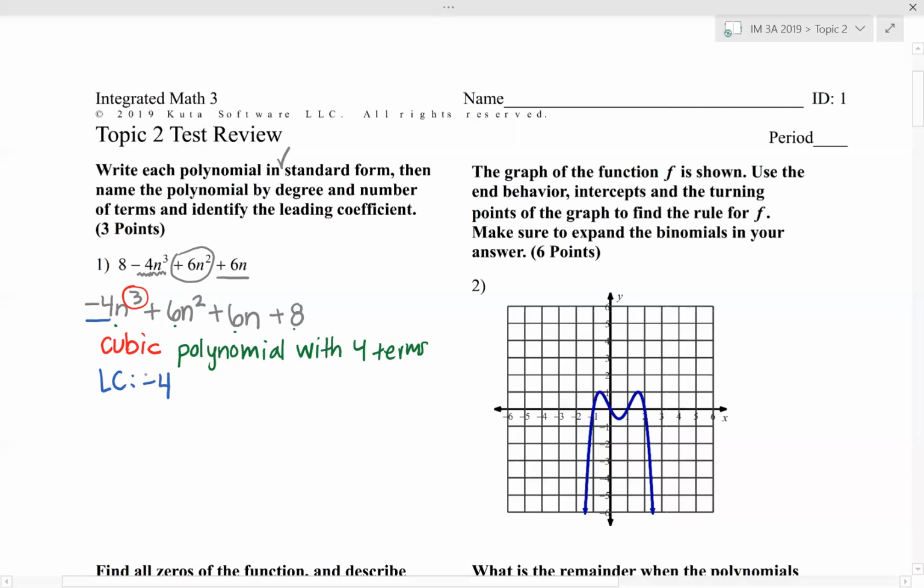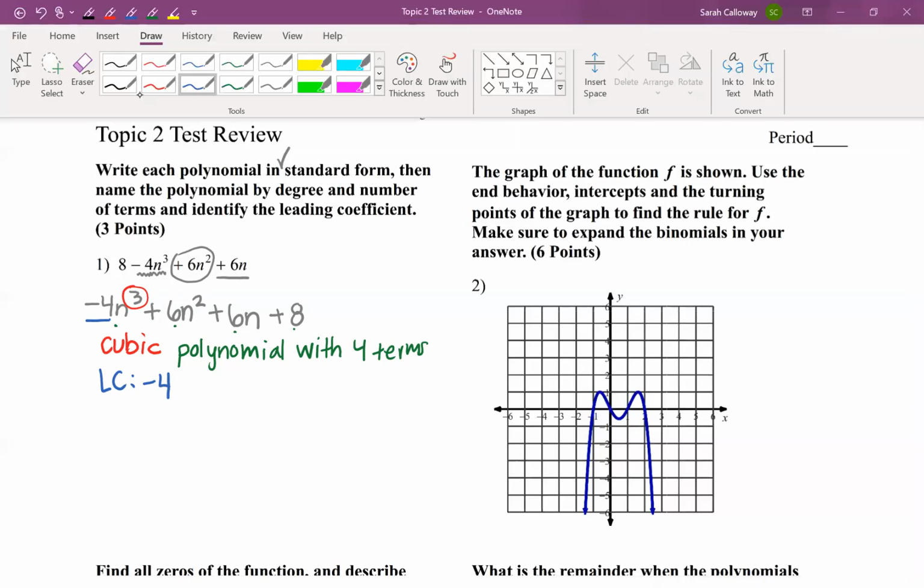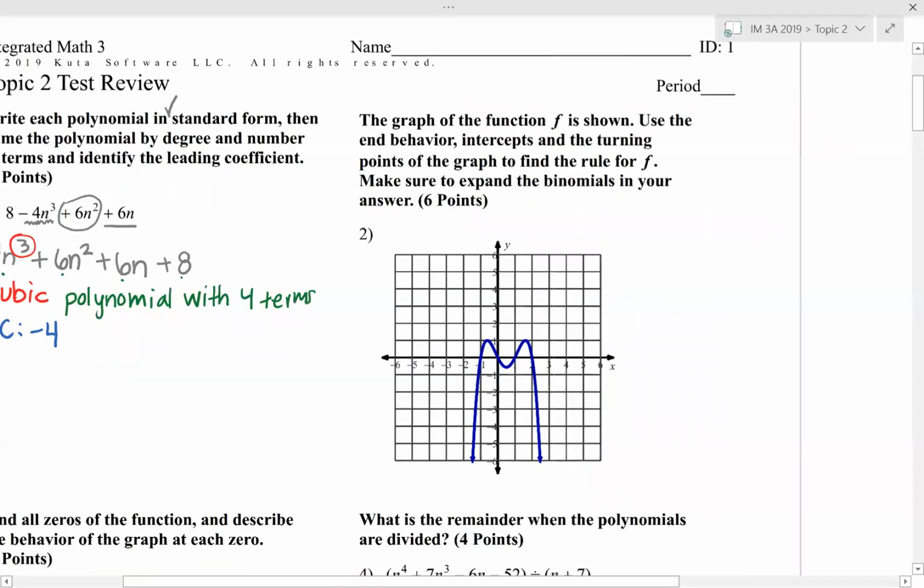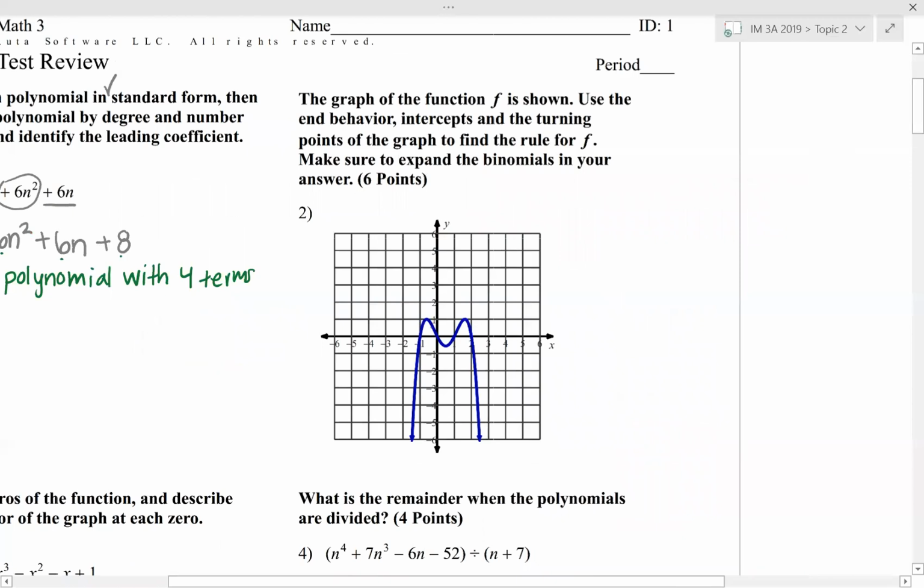For question 2, they want us to write out in standard form the equation of the polynomial that's graphed. So notice that this polynomial is pointing downward. So I know that my leading coefficient is going to be negative. And I know that the degree is going to be even. And so these problems relate to the multiple choice section of the test. So that's one way to kind of look at your function and determine whether the answer is appropriate.